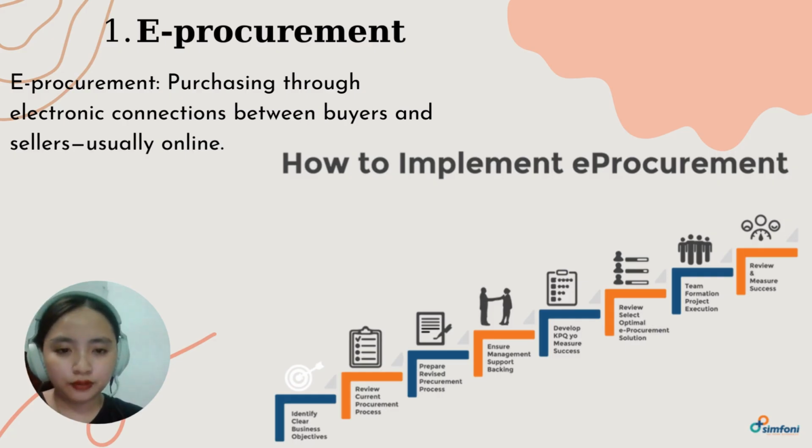Okay, first we'll move to e-procurement. E-procurement is purchasing through electronic connections between buyers and sellers, usually online. Companies can do e-procurement in any of several ways. They can conduct reverse auctions, in which they put their purchasing requests online and invite suppliers to bid for the business, or they can engage in online trading exchanges, through which companies work collectively to facilitate the trading process.